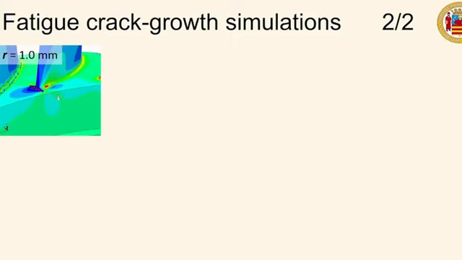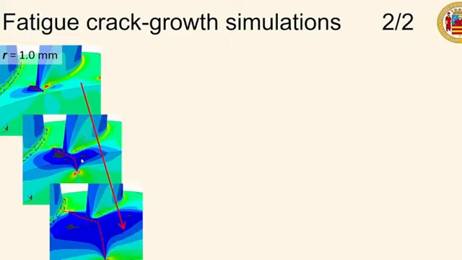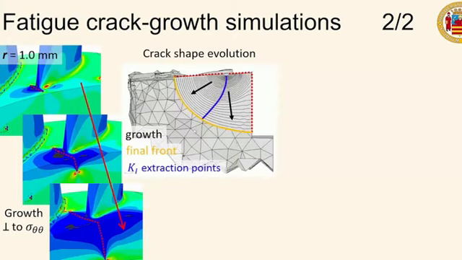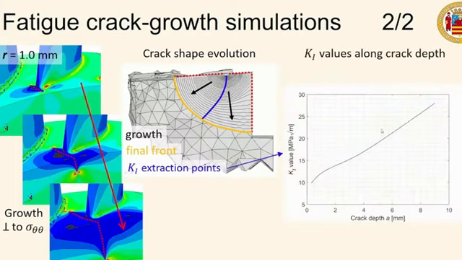This at left is an example of the growth direction that we observed. So the crack propagated perpendicular to the maximum principal stress, then parallel to the tangential stress, then the crack propagated radially. This is the evolution of the crack shape, where we wanted to highlight the growth direction, the final front of the crack, and then the path along which we extracted the K values. K values that are reported here in this chart as a function of the crack size.